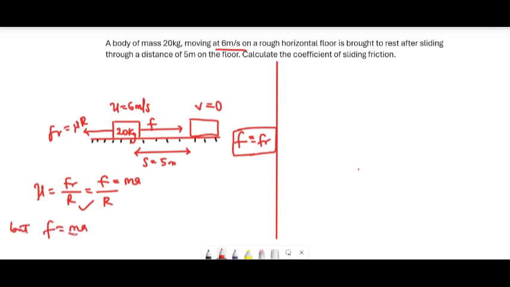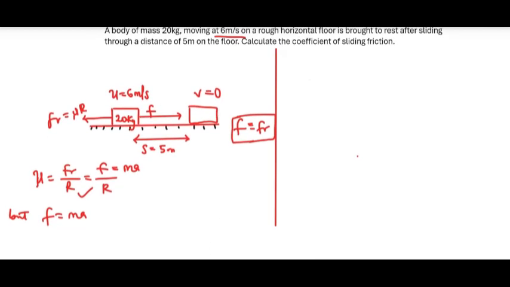So for me to look for my F, I have F equal to ma. I have my mass to be 20 kg. What's my acceleration? I don't know. But I can find my acceleration because I am given parameters for equations of motion. So I have my final velocity equal to 0, my initial velocity equal to 6 meters per second, right? And I have S to be equal to 5 meters, and that's all, no time. So which of the equations of motion best suits that?